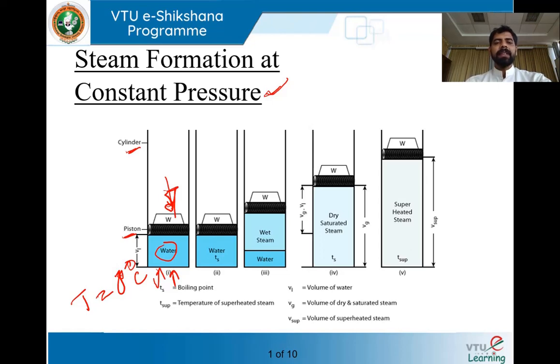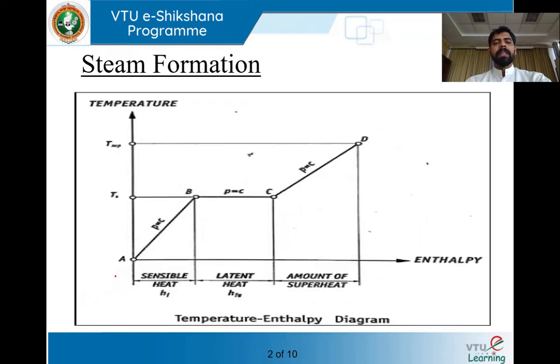So this constant pressure steam formation can also be supported with a TH diagram. What is this TH diagram? It's a temperature enthalpy diagram which will depict what happens to the enthalpy when there is a change in the temperature. Along the x-axis we will be taking the enthalpy and along the y-axis we will be taking the temperature. That is the reason it is known as TH diagram. Temperature denoted by T and enthalpy by H. As we start this process, initially we are here at this point A.